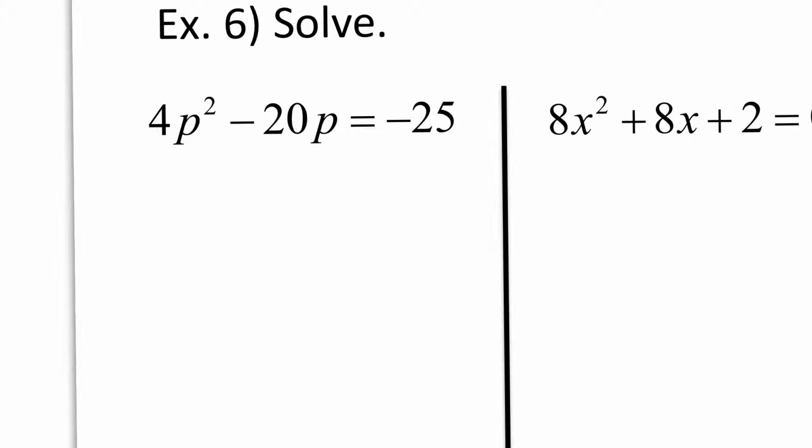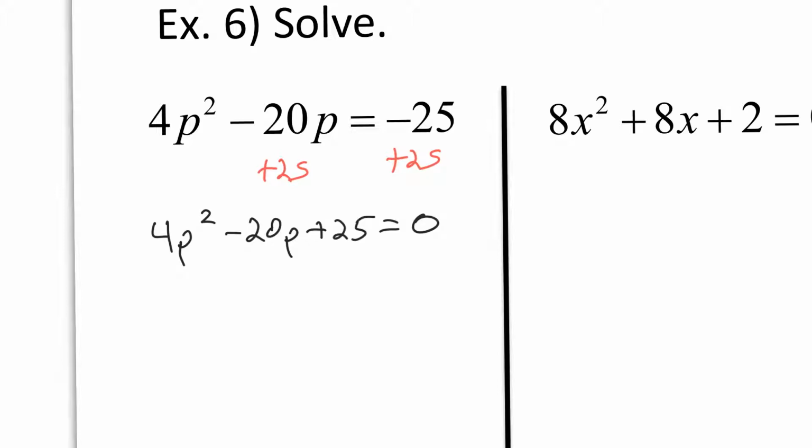To solve, you must get everything equal to 0. So here I do have a -25 on the right side, so I'm going to add 25 here and add 25 over here. So I'm going to have 4p squared minus 20p plus 25 equal to 0. Notice the trinomial here. 4 is a perfect square number, 25 is a perfect square number, and it has a plus here. So I'm going to factor in order to solve.